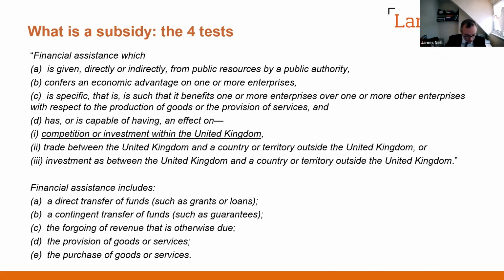Now, financial assistance: there's an inclusive definition in the Act, so there's no finite or defined list of what could be included under financial assistance. But we're told under the Act that it can include a direct transfer of funds, guarantees, contingent transfer of funds such as guarantees, foregoing of revenue that's otherwise due, provision of goods and services, and the purchase of goods and services.